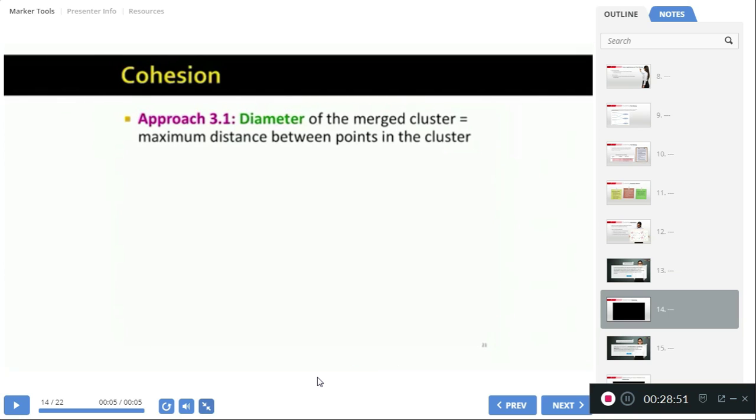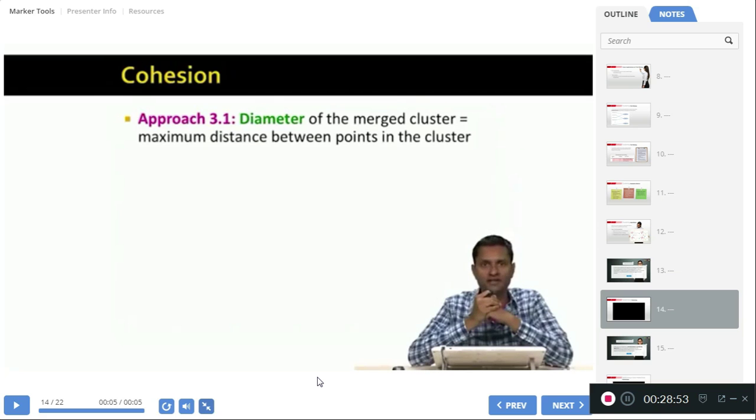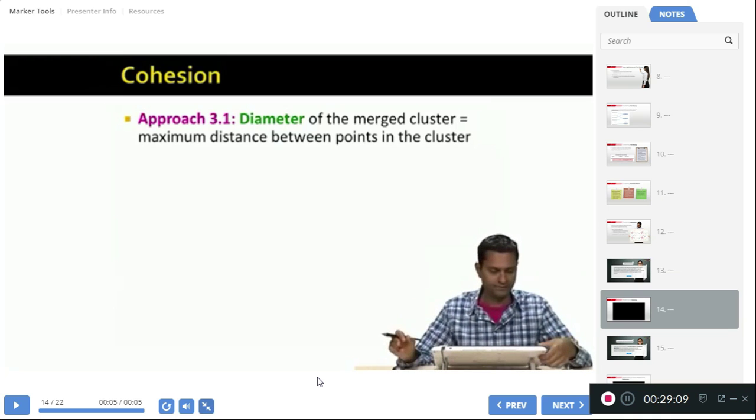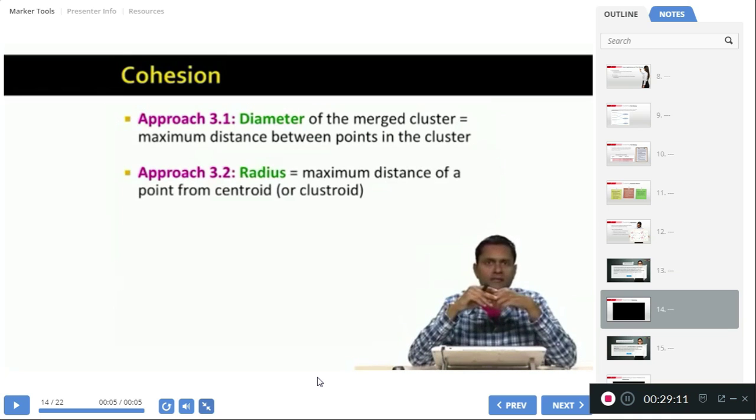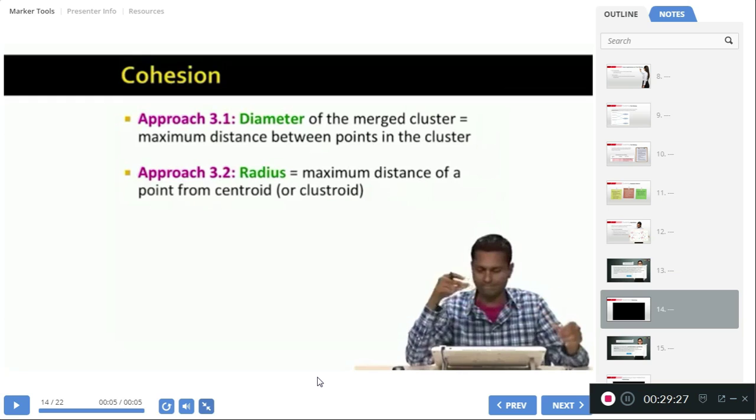The first approach to cohesion is to use the diameter of the merged cluster. Now, the diameter of the merged cluster is the maximum distance between any pair of points in the cluster. We might decide to stop clustering when the diameter of a newly merged cluster exceeds a certain preset threshold. The second approach is to use radius. The radius is the maximum distance of a point from the centroid or the clusteroid. And we might decide to stop clustering when we would produce a cluster of greater than a certain threshold radius.